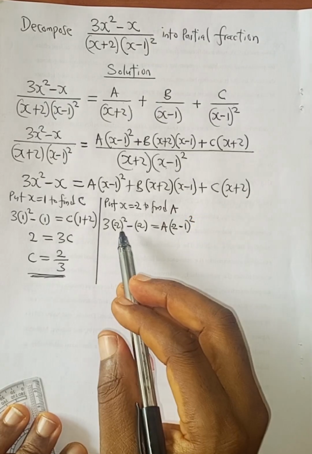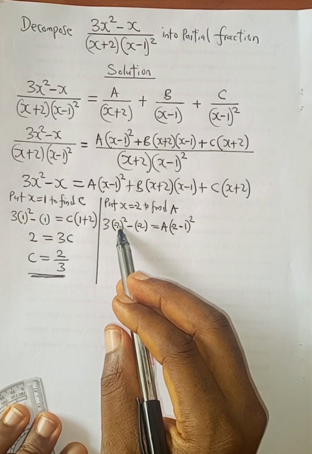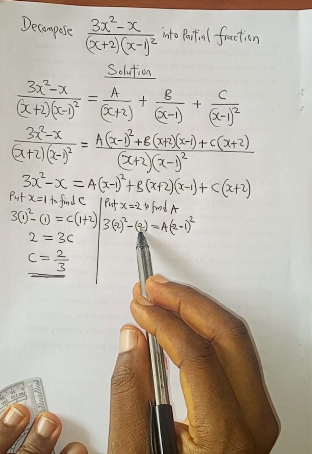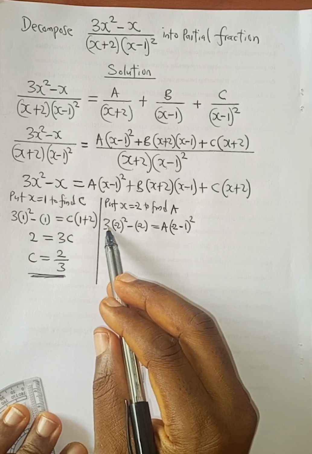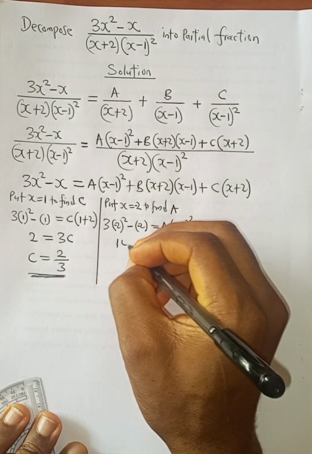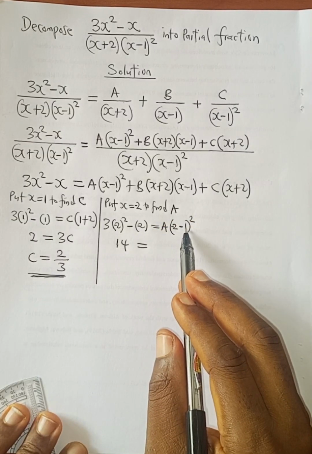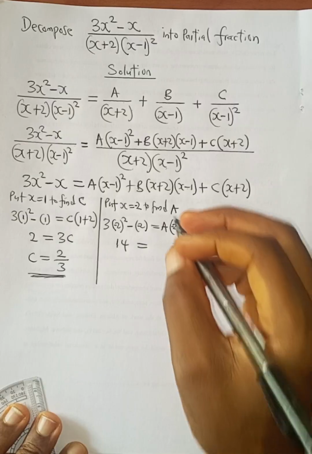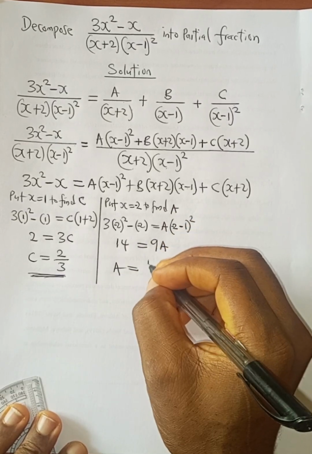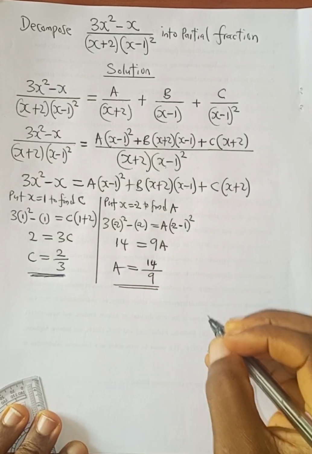Follow me, please. So minus 2 squared will give me what? Plus 4. Plus 4 times 3 is plus 12. Minus times minus is plus, 12 plus 2 is what? 14. So I have 14 here equals to minus 2 minus 1, minus 3. Minus 3 squared, 9. That is 9A. So A is equal to what? 14 over 9. Follow me now.